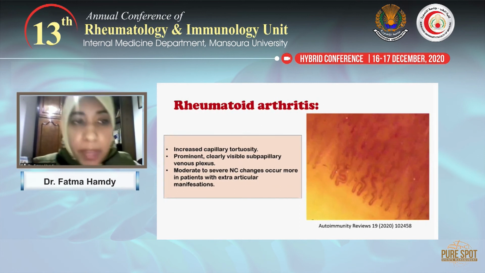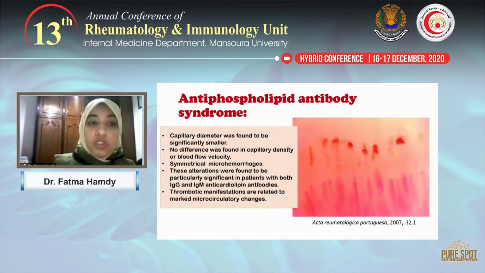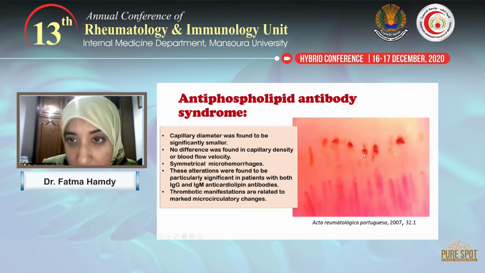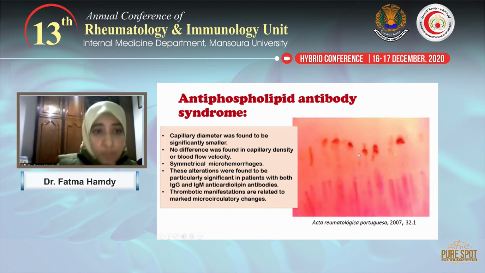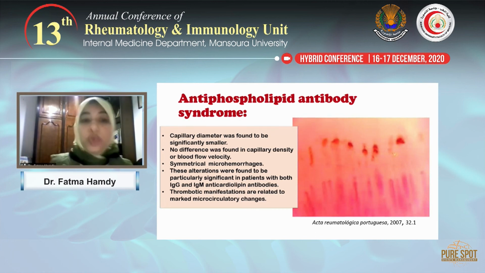As regards antiphospholipid antibody syndrome, it was found that capillary diameters were significantly smaller, which is different from what is found in systemic sclerosis. Also, there is symmetric microhemorrhage, as we can see in this image. However, there is no difference in the capillary density or the blood flow velocity. Capillaroscopic changes in antiphospholipid antibody syndrome were found to correlate with the positivity of anticardiolipin IgG and IgM. Also, thrombotic manifestations correlate with microcirculatory changes.